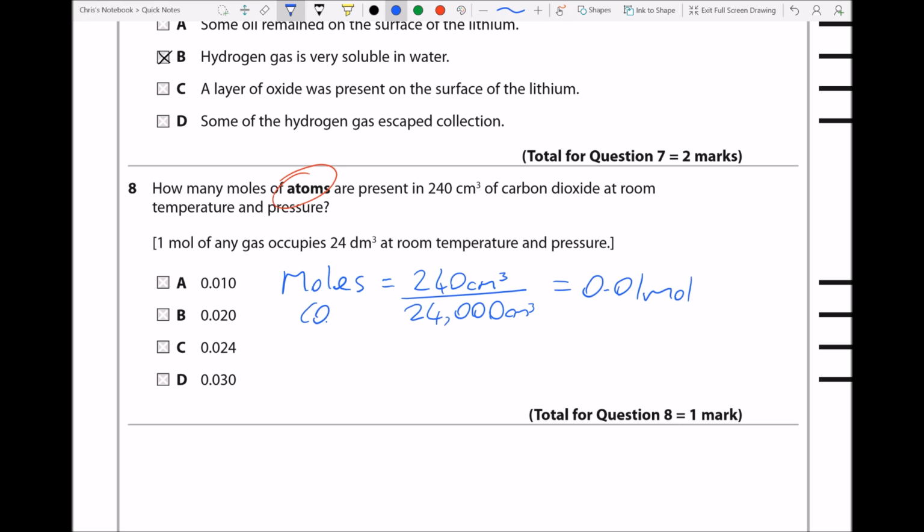Remember, this is the moles of CO2. It didn't ask for the number of moles of CO2 though. It's asked for the number of moles of atoms. Now you can see here, carbon dioxide is made of 3 atoms, 1 carbon and 2 oxygens. So all we have to do is take that number, multiply it by 3, and we should get 0.03. Now, I reckon a lot of people might have gone for A for that one, thinking that would be the answer, but it's actually not. The answer is D, because it's asking for the number of atoms. So it just pays to make sure you're reading the question really carefully. Okay, so that's part D.